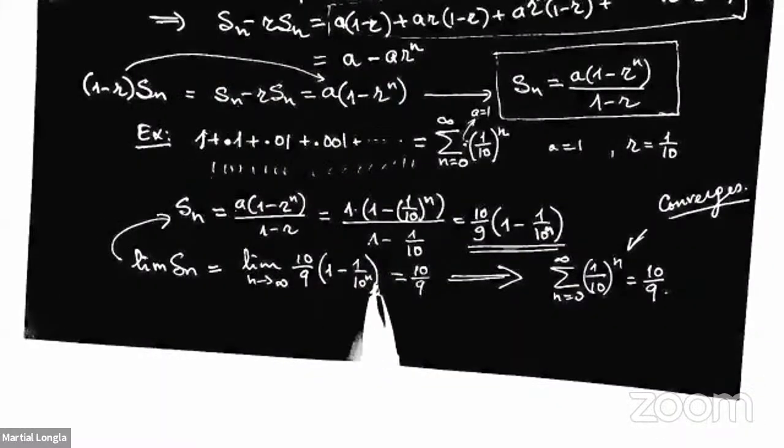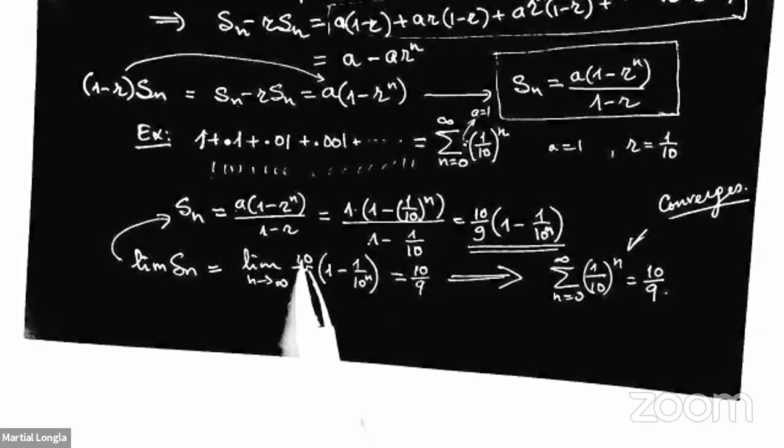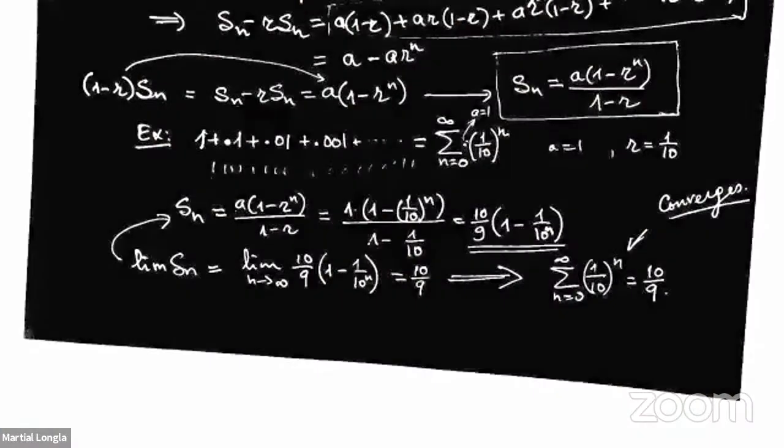Do you think you could explain how you got that limit again? Again, take the limit: 10 to the power n, when n goes to infinity, goes to infinity. 1 over infinity is 0. 1 minus 0 is 1. 1 times 10/9, 10/9. Thank you. Any other questions?